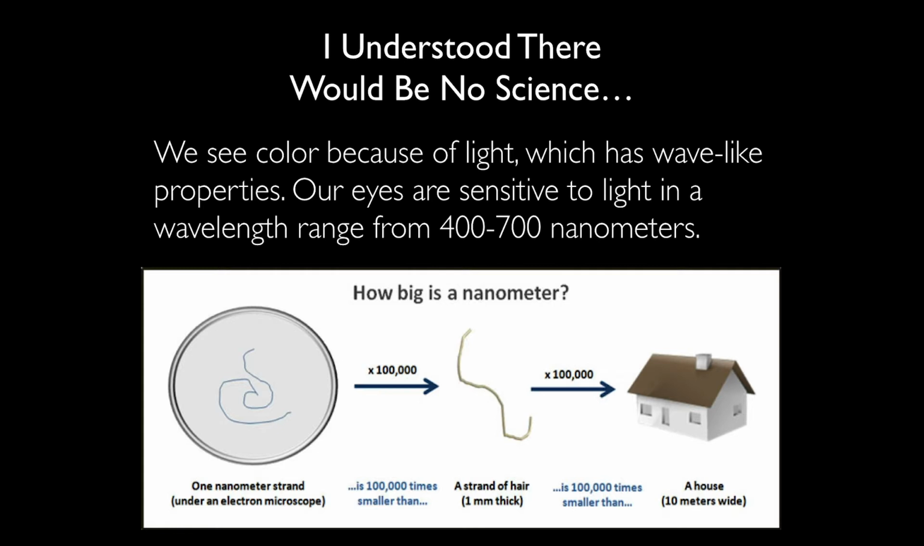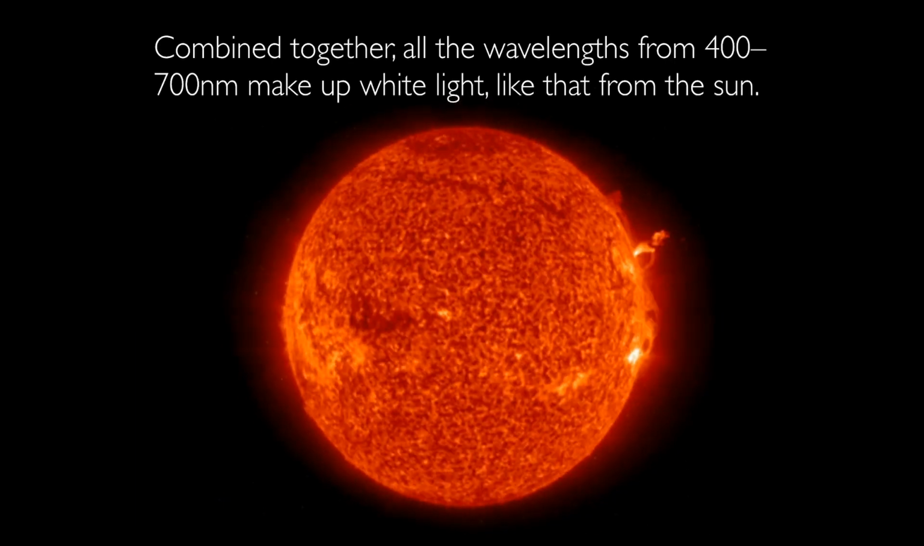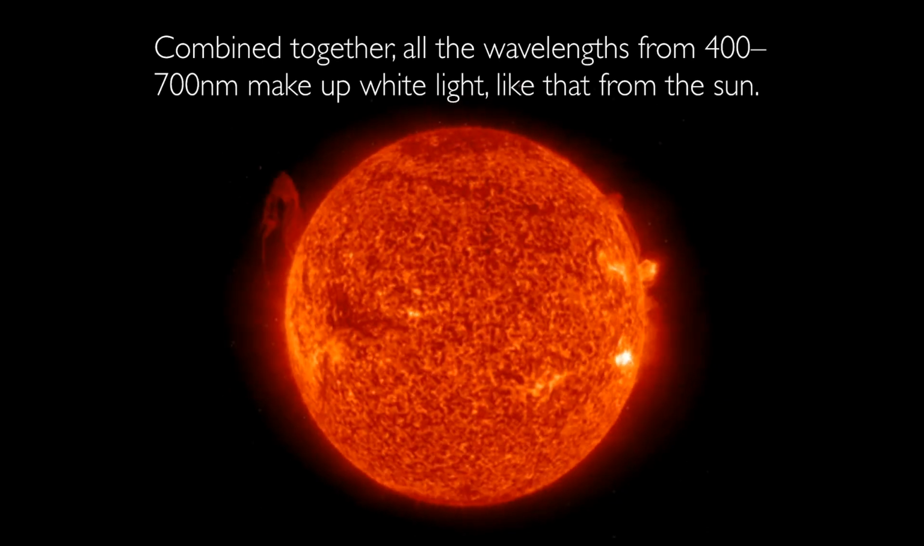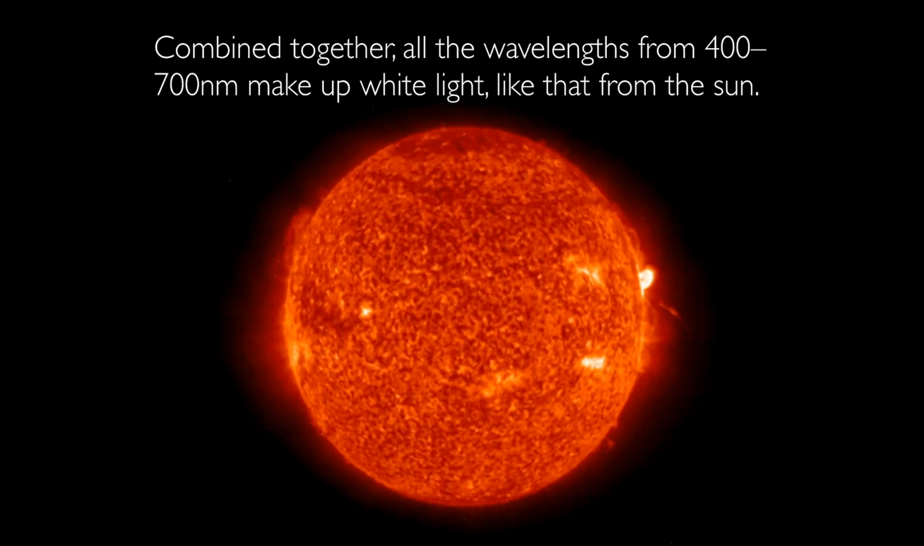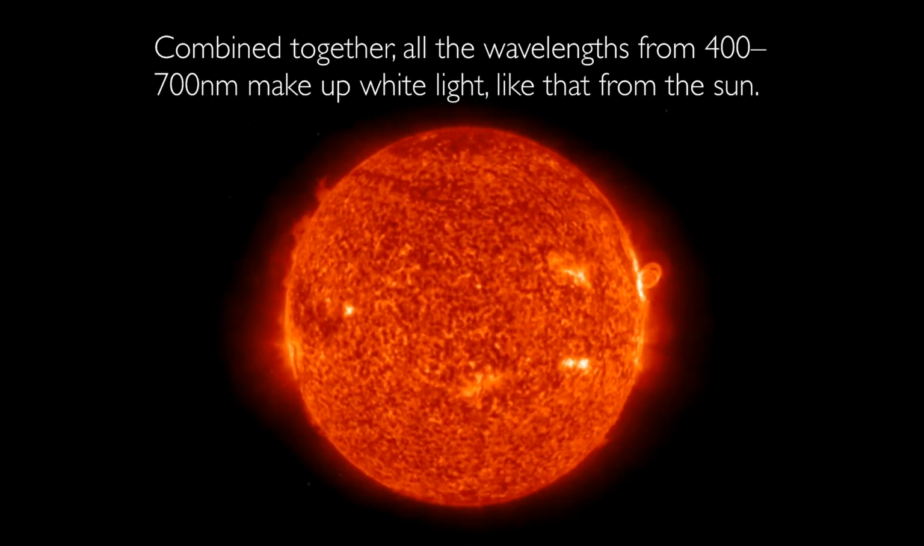Our eyes specifically are sensitive to light in a wavelength range from about 400 to 700 nanometers. Those are really teeny tiny waves. If you look at the graphic here, you see that a nanometer is actually 100,000 times smaller than a strand of hair. When you combine all the wavelengths that we as human beings can see, everything from 400 to 700 nanometers, this makes up white light, like the light that falls from the sun.